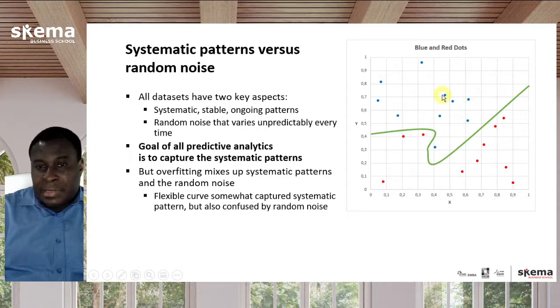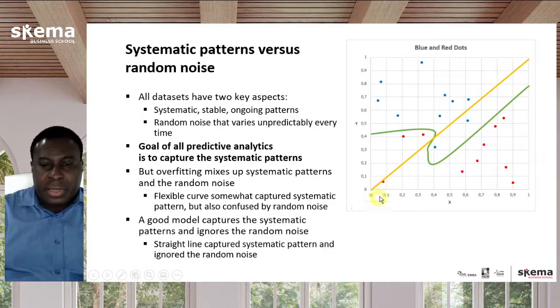So in this data set, as I said earlier, the systematic pattern is that the blue dots tend towards the top left and the red dots tend towards the bottom right, but there's some randomness. Overfitting means that the model mixes up both. It captured the general systematic pattern. You can see it generally trends to put the ones on the top left up and the ones on the bottom right down. So it captured that, but it mixed it up with some random noise by doing this curvy thing over here, which is just totally random. And this model captured a mixture of systematic and random.